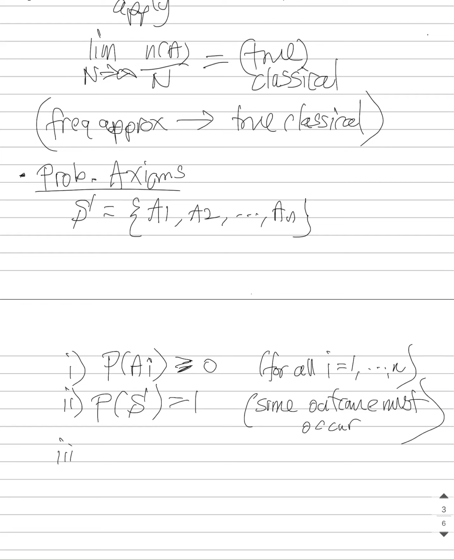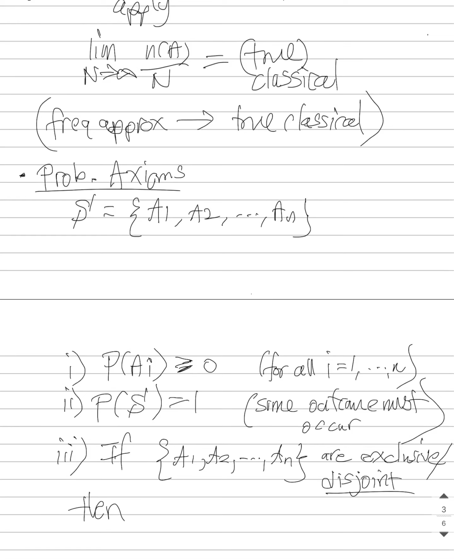The third one is going to be the useful one for us, and this is going to be the one that we get to use in a lot of calculations. So if it happens to be the case that our events, A1, A2, all the way up to AN, are what we call exclusive. So we talked about this last time. Exclusive means they can't happen at the same time. Another word for it is going to be disjoint.